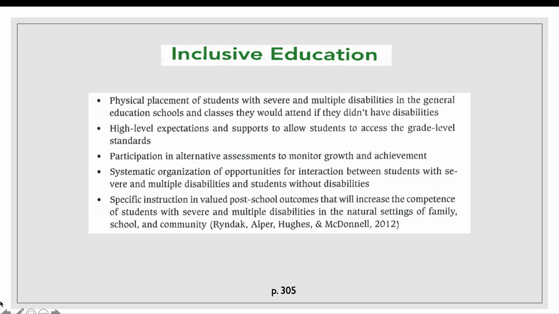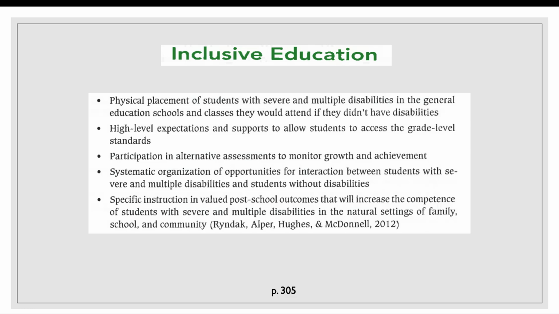Systematic organization of opportunities for interaction between students with severe and multiple disabilities along with students who do not have those disabilities. So in other words, you're preparing and providing opportunities for interaction between these two different groups of students.